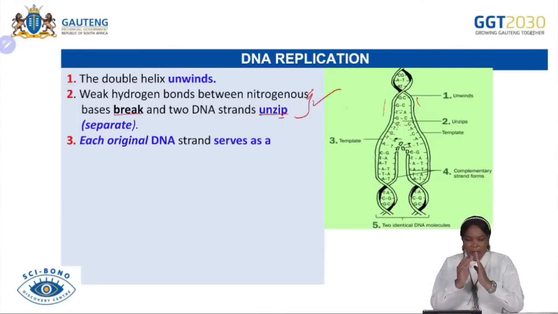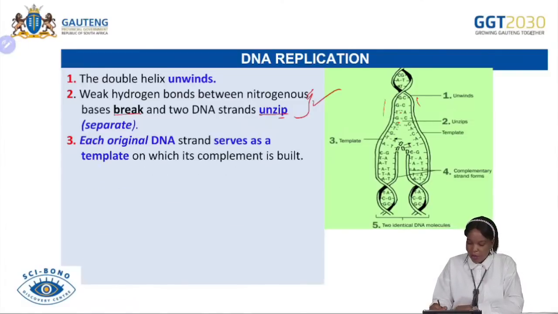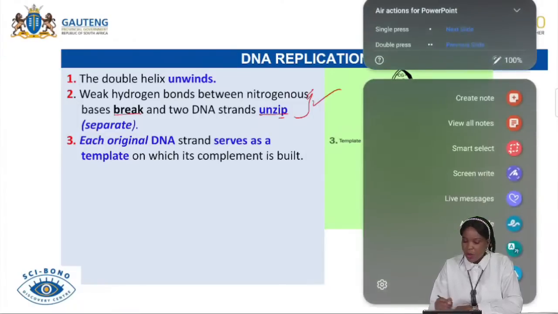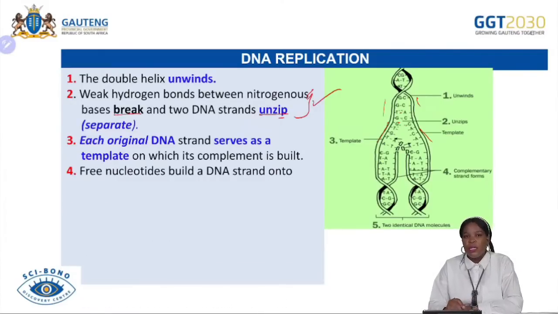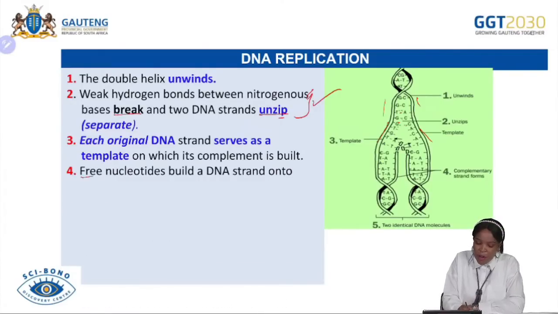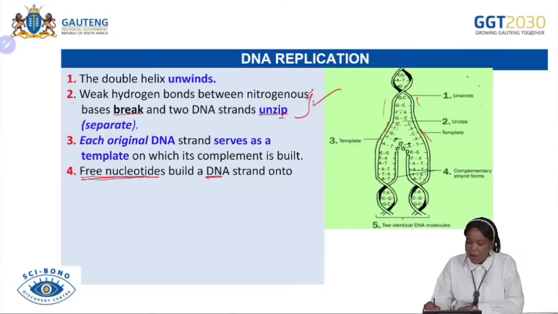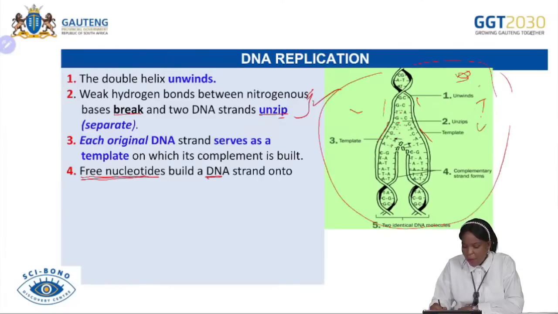Then, after the separation, each original strand now serves as a template. Here you see the template serving. On which a complementary strand is going to be built. Now, how are we going to build the complementary strand? We're going to use the free floating nucleotides of DNA. Very important. So if this is inside your nucleus, you will have your free floating nucleotides of DNA. Those free floating nucleotides are the ones that are going to come and attach, forming a complementary strand to the original strand.